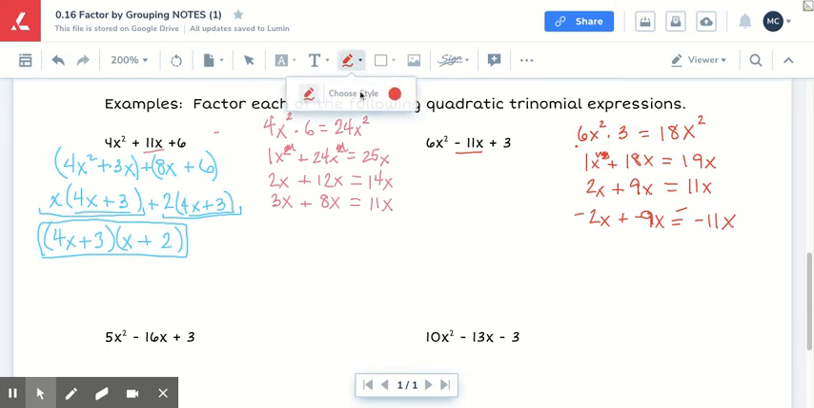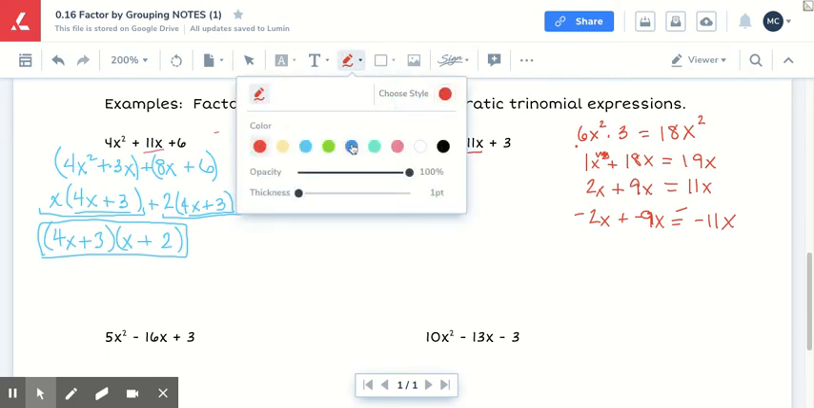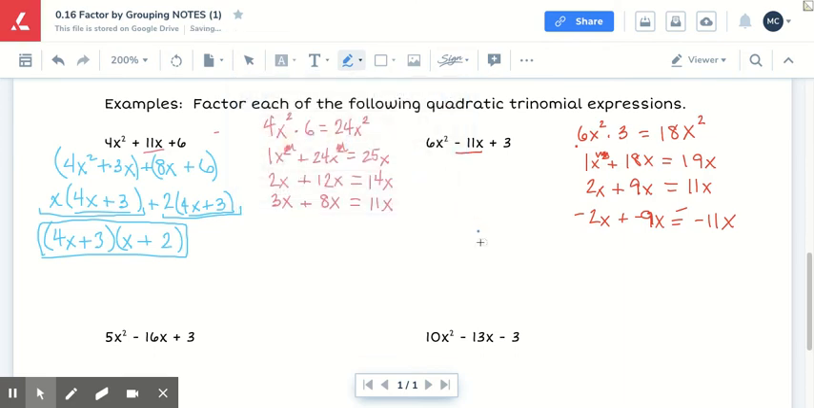Let me go find a fresh color to work with for the rest of this problem here. So dark blue, perhaps. We'll be patriotic. Okay, so my first term stays the same. My middle term is going to be replaced with what we have here. So minus 2x plus minus 9x, and then the plus 3 from the original as well.